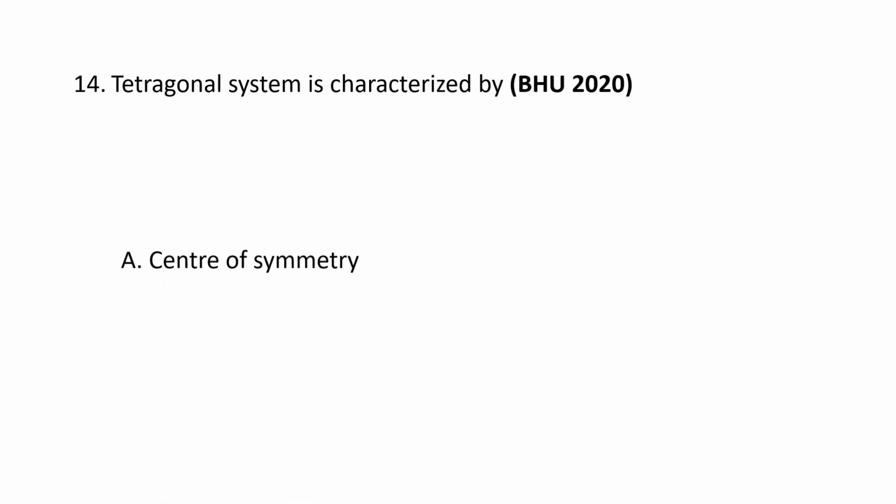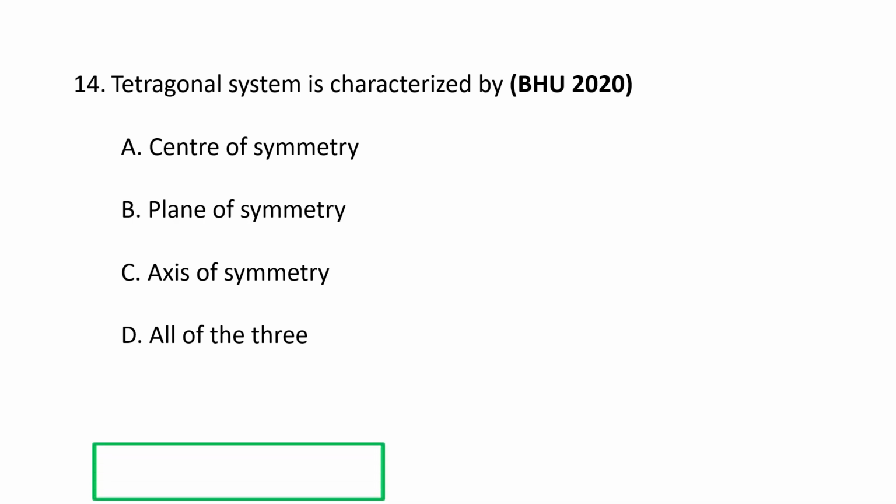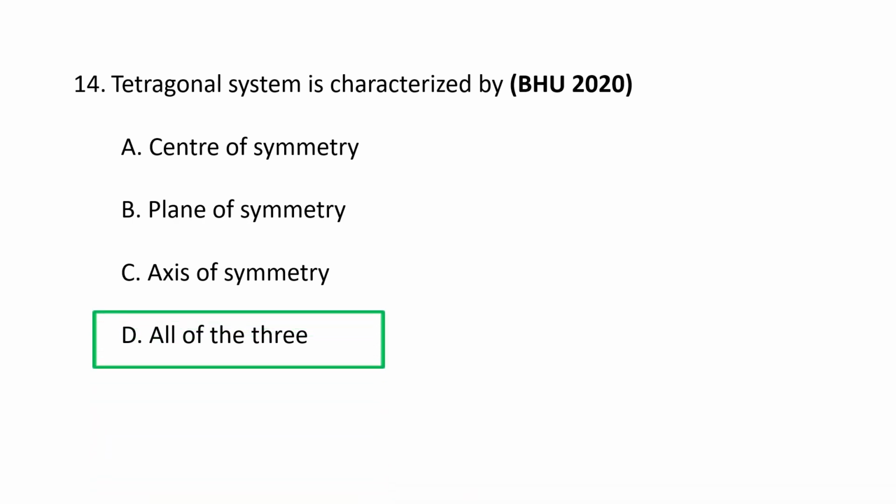Next question. Tetragonal system is characterized by A. Center of symmetry, B. Plane of symmetry, C. Axis of symmetry, and D. All of the three. Tetragonal system is characterized by center of symmetry, plane of symmetry, and axis of symmetry. That's why D is the correct option.